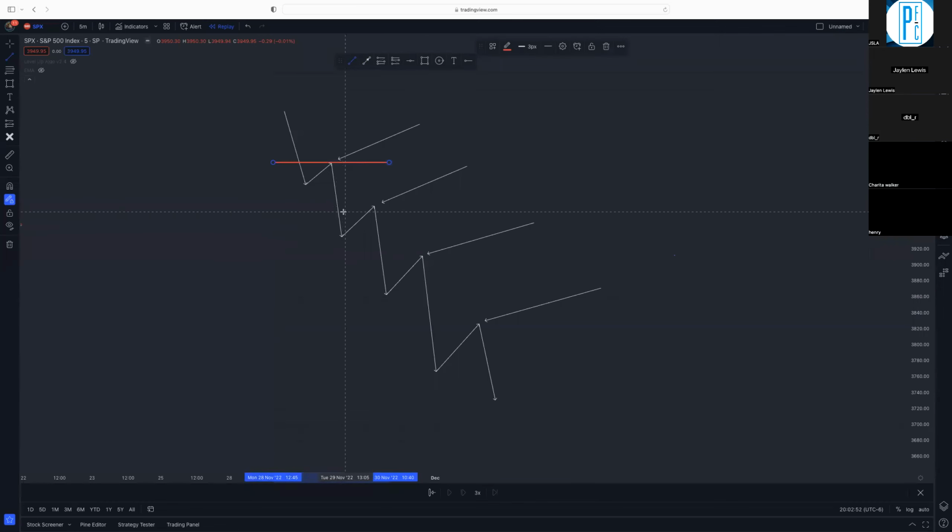So here we go. Support became resistance, support became resistance, support became resistance, support became resistance. And then those gave you better trading opportunities, right? So that's just how I like to trade. That's just kind of me, okay?